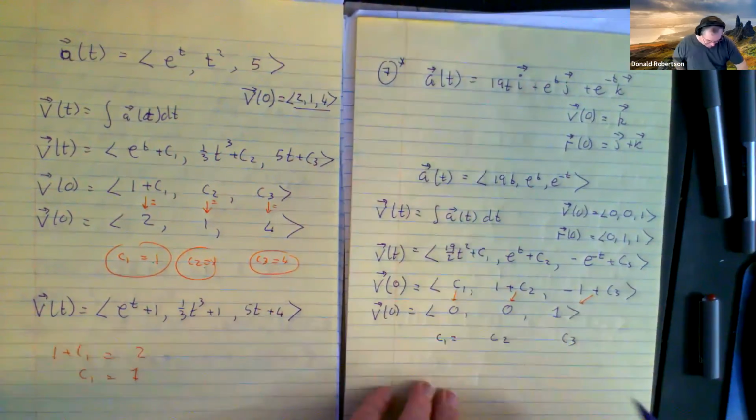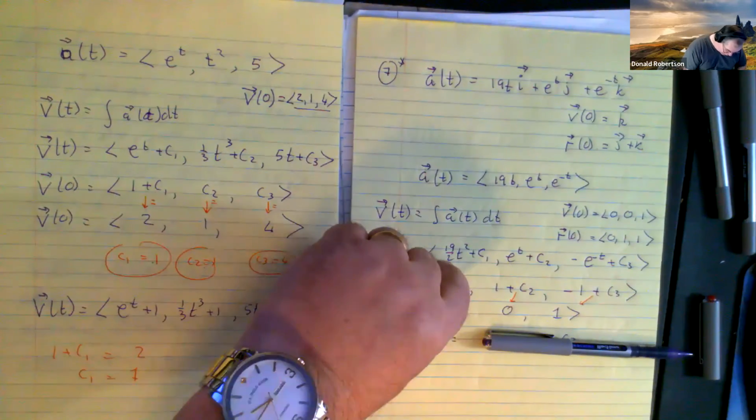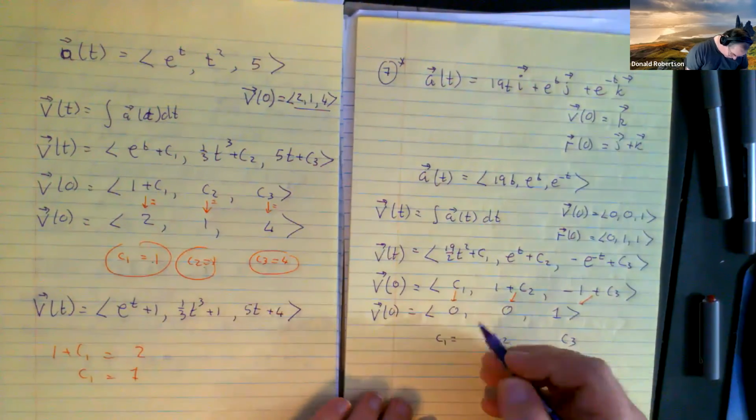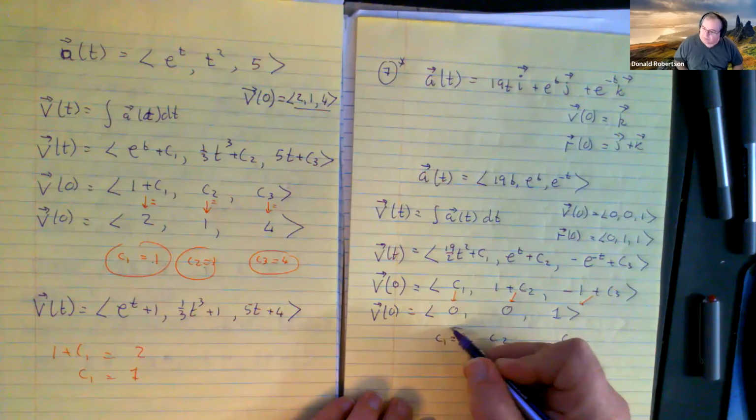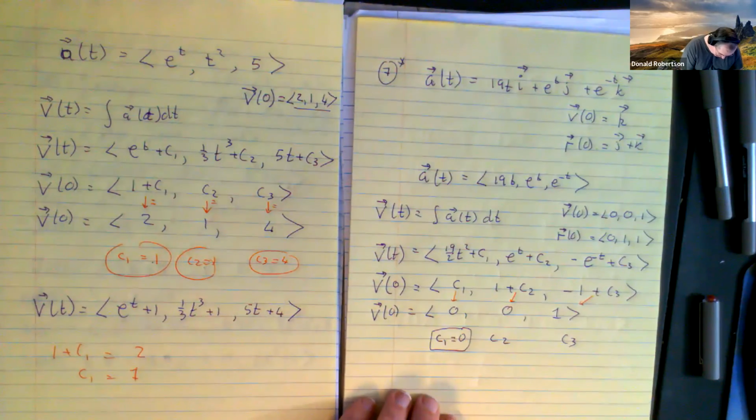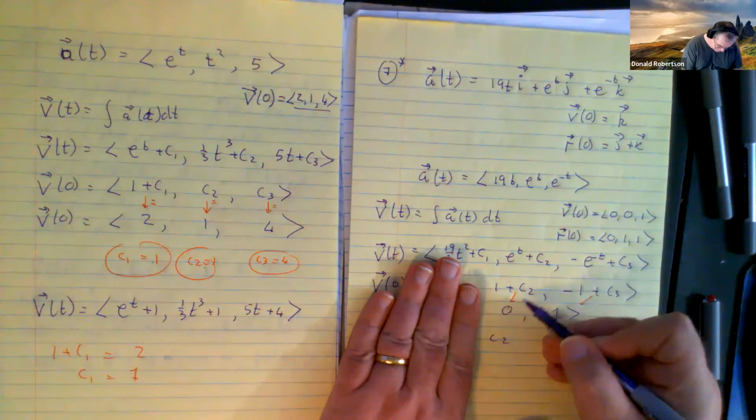Okay. If this guy is going to equal this guy, would you agree C1 happens to be 0? Right. If you make this one equal to that, what is C2 going to be?